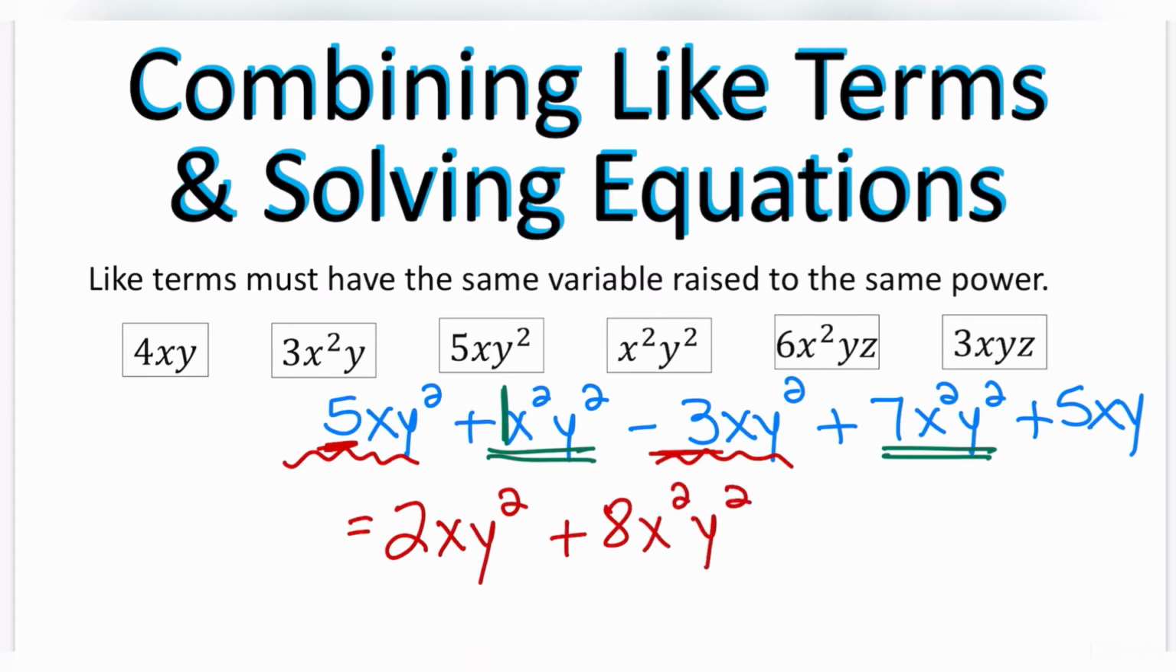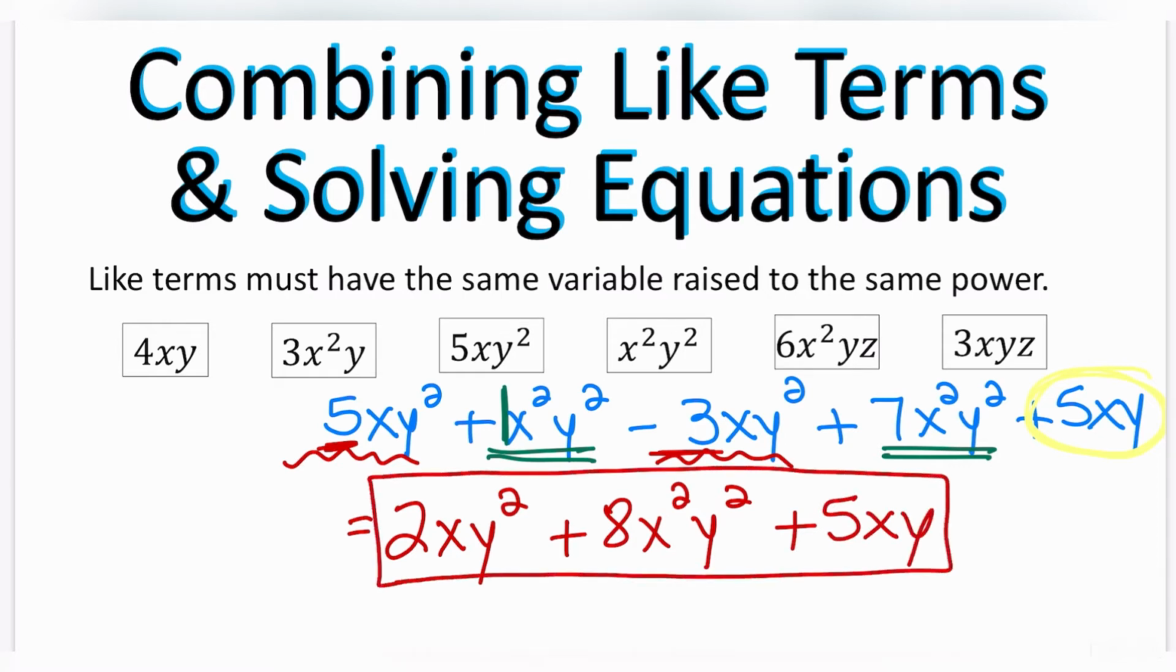Then the only term that we haven't taken care of yet is this 5xy. But 5xy is not like terms to anything else that I see in front. So I just have to add it to my answer. Plus 5xy, and then this is your final simplified answer after combining like terms. Let's go ahead and look at some examples.